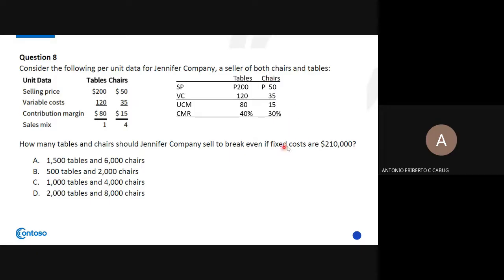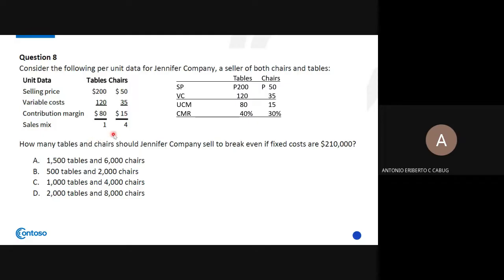Sir, ba't kailangan i-calculate yan? Sa ngayon, hindi nyo kailangan. Pero gusto ko lang, i-organize nyo yung thoughts nyo. So maliban sa UCM, i-arrive nyo rin yung CMR. Now, if we are to arrive at the sales unit mix, it's already given. Mas maganda kung naka-percentage form para madali mag-multiply. 1 plus 4?